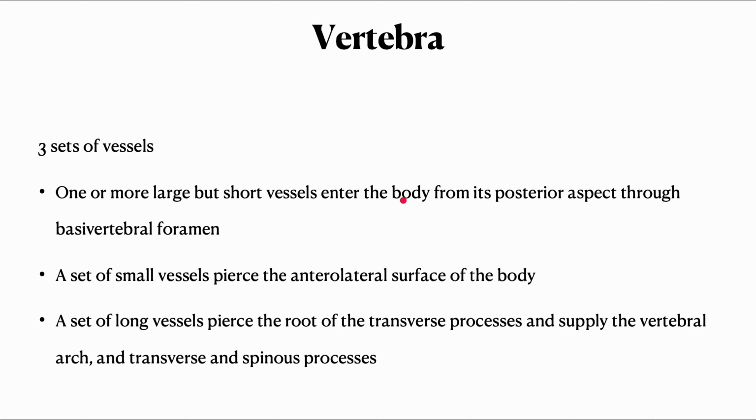We will consider the blood supply of the body, then we will consider the blood supply of the transverse processes and spinous process. So the body will be supplied by the vessels arising from the posterior aspect. That means the vessels are located within the vertebral canal and they supply the body from behind, or posteriorly. In addition to that, another set of small vessels pierce the anterolateral surface of the body also. Then regarding the transverse processes and spinous process, there will be a set of long vessels. They pierce the root of the transverse process and they supply the rest of the parts of the vertebra.